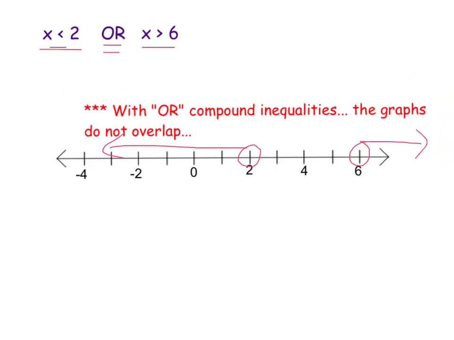If there are other parts of this variable expression like x plus 2 or 4x minus 3, you would have to solve it before you graphed it, but those are or inequalities. The arrows do not overlap. They are two separate inequalities graphed on the same number line, and that's compound inequalities.